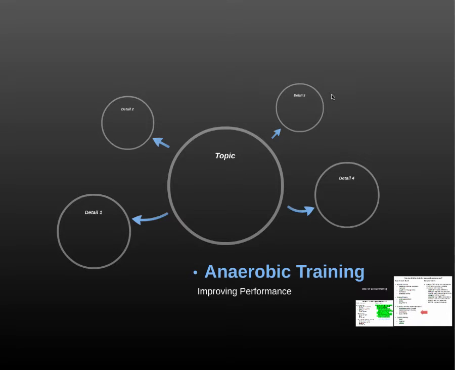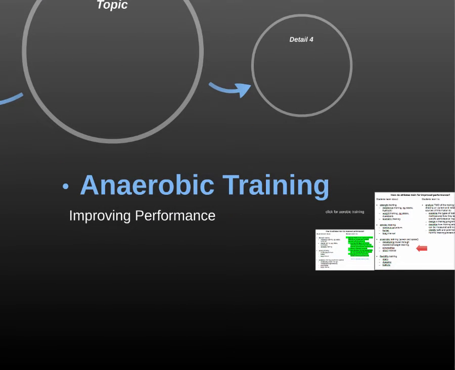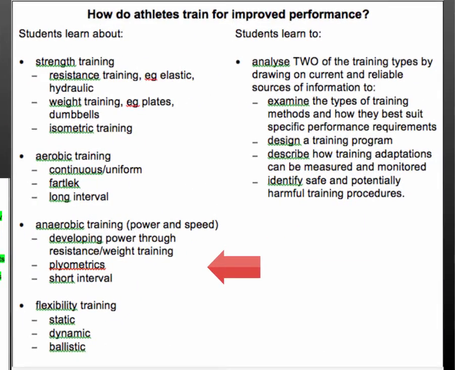This video is option 4, improving performance. Key idea 1, how do athletes train for improved performance? The dot point for this video is anaerobic training. The right hand side of the syllabus requires students to have an understanding of just 2 types of training, and this video will be for anaerobic training.